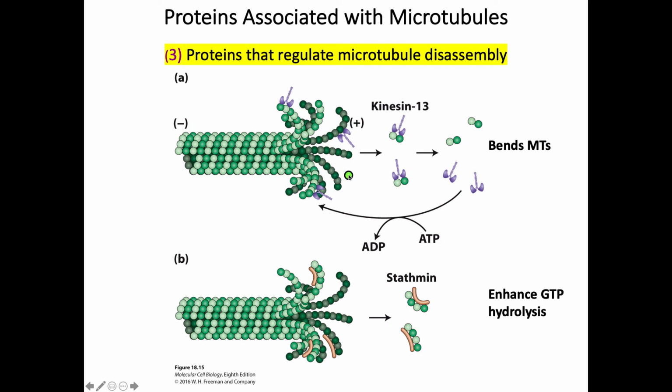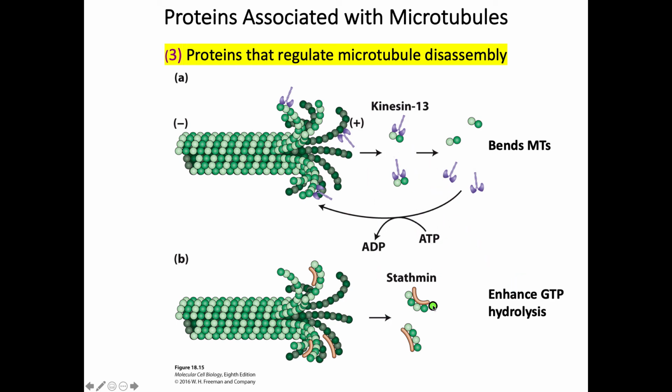and this destabilizes the microtubule and it will disassemble. So here one of the questions usually asked can be to see the difference between these. This kinesin 13, this is the one that we talked about. The next one is similar, which is stathmin. The stathmin enhances the GTP hydrolysis, so the mechanism is very different.